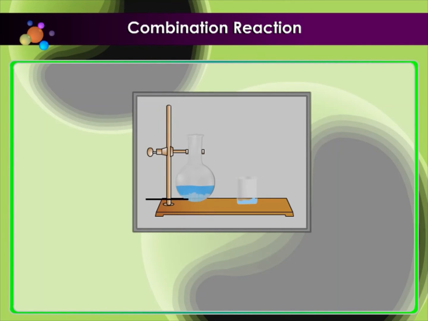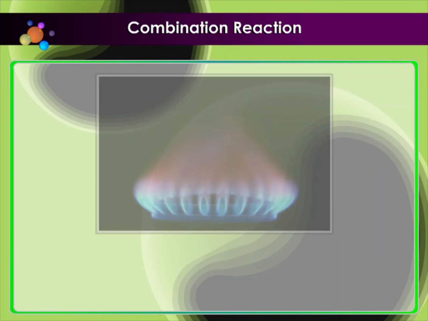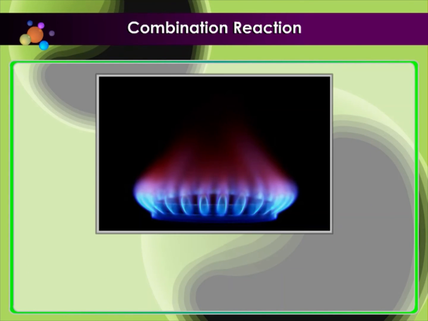In the previous activity, we observed that a large amount of heat is evolved. This makes the reaction mixture warm. Reactions in which heat is released along with the formation of products are called exothermic chemical reactions. An excellent example of this reaction is burning of natural gas, that is, CH4 reacts with 2 atoms of O2 to form CO2 and 2 atoms of H2O.